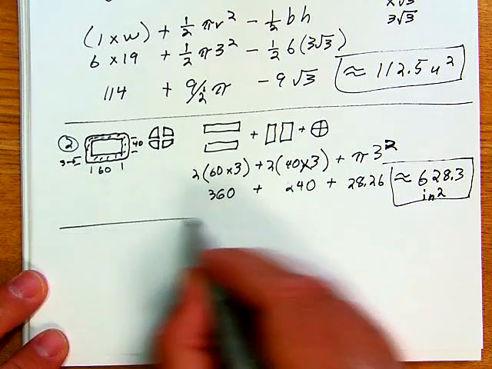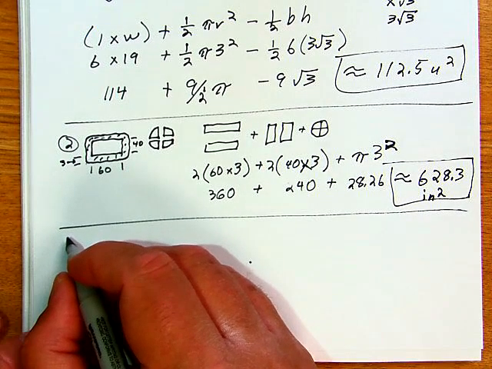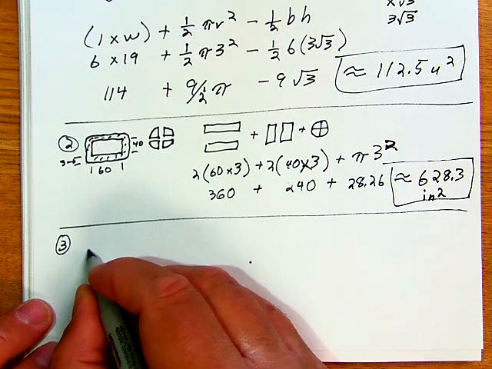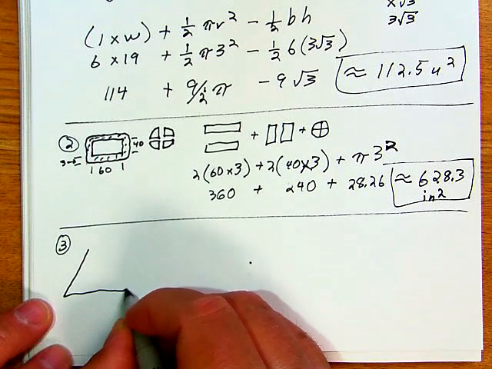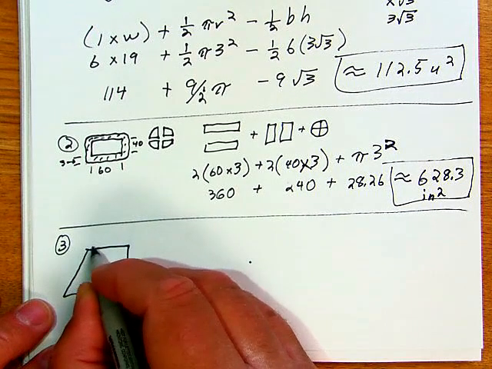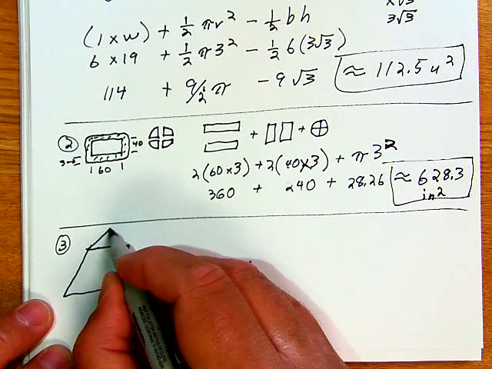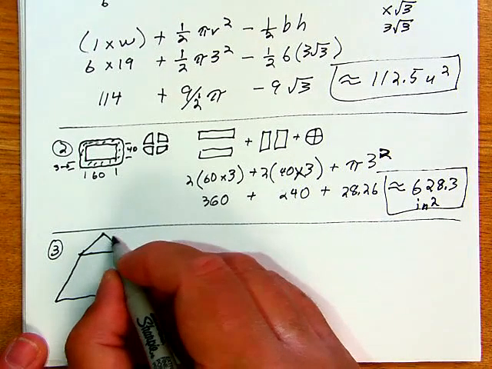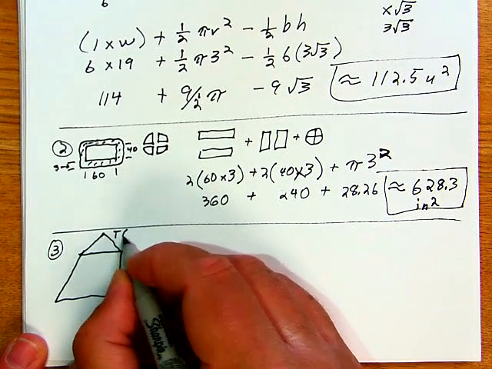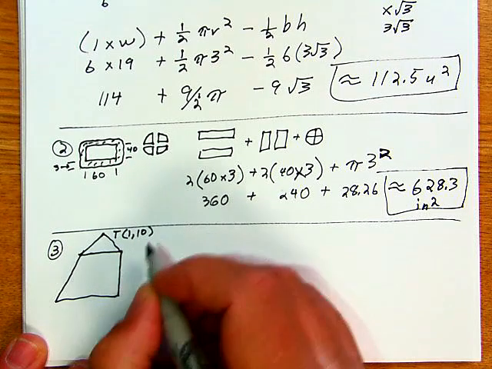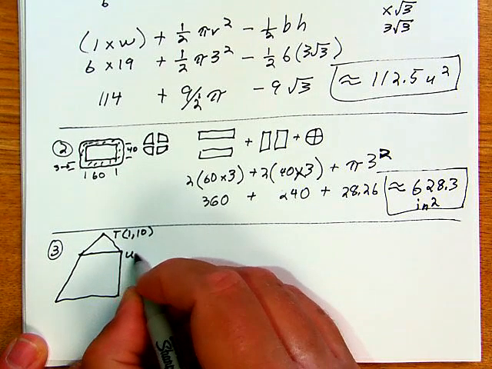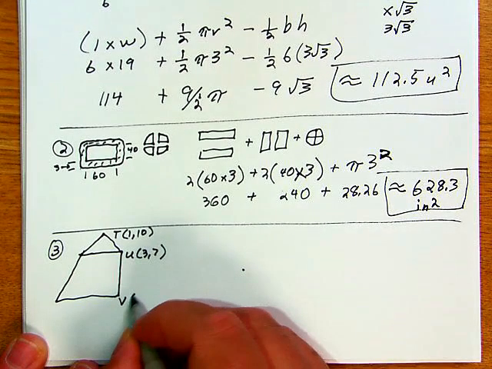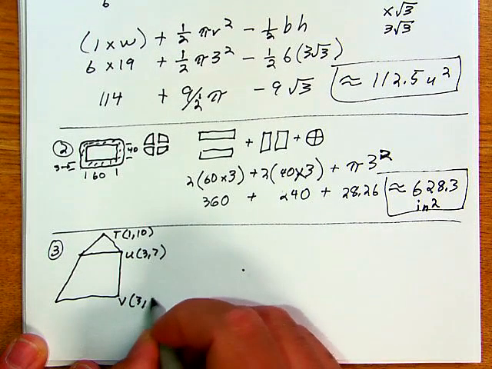Now let's take a look at the last example in the book. In this example, we have an odd looking shape on a coordinate plane. It looks kind of like a house. I drew that extra line in there just to show you something, but we have the top value T at 10, U at 3.7, and V at 3.0.